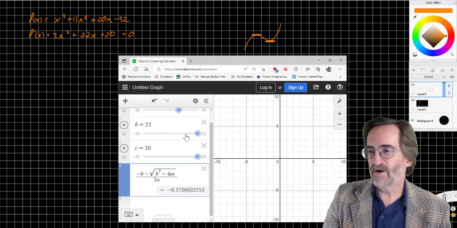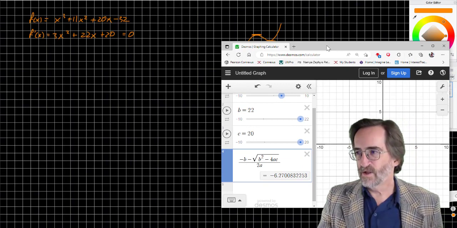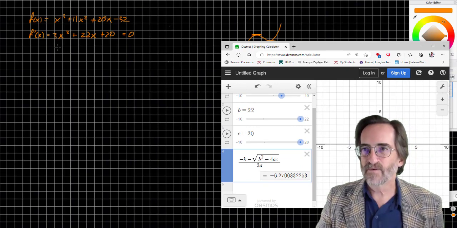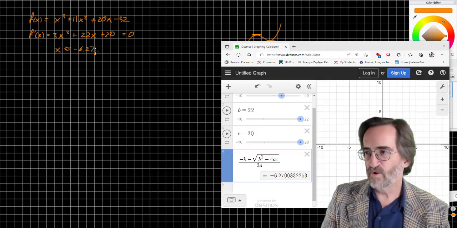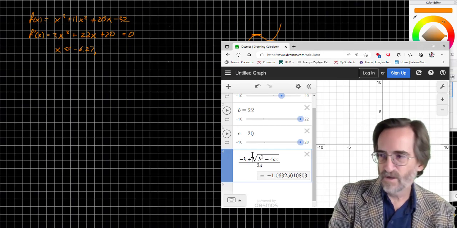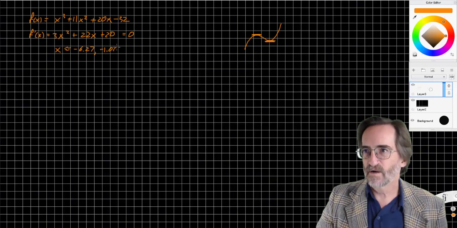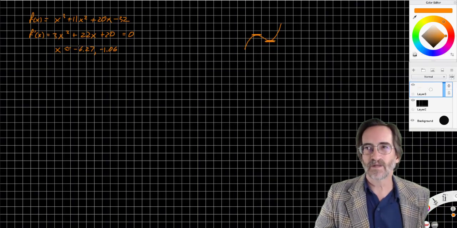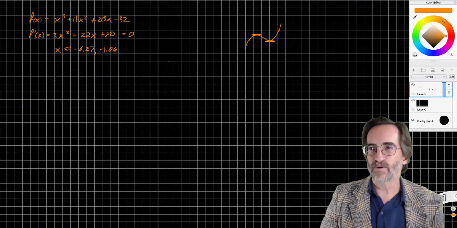Okay, so a is 3, b is 22, c is 20, and we're going to do negative b plus or minus the square root of b squared minus 4ac, all over 2a. And we get negative 1.06, and minus, we get negative 6.27. So it doesn't come out very nice here, but let's go ahead and go with it. So negative 6.27 and the other one was negative 1.06. We could get exact answers as well, but they would involve a square root.